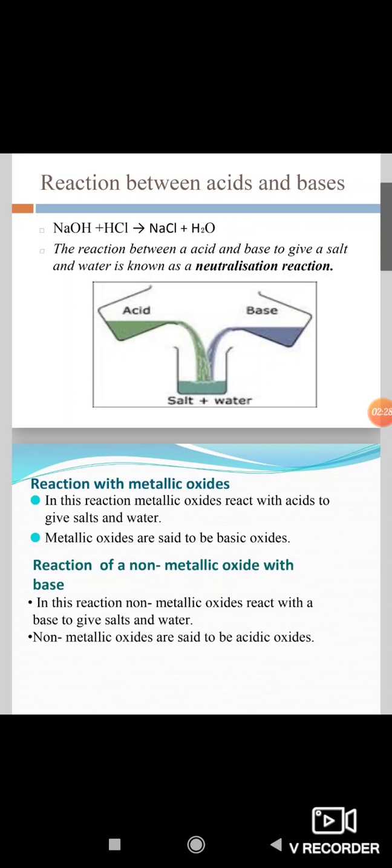And the reaction of non-metallic oxides with base. In this reaction, non-metallic oxides react with a base to give salt and water. And so non-metallic oxides are said to be acidic oxides.